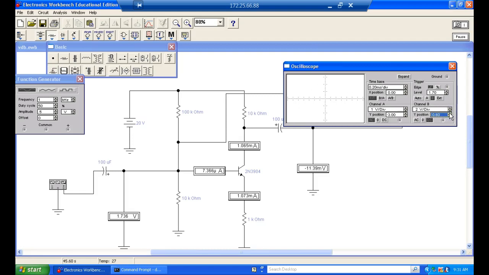So here's our output. I might have to stop the scope and see if I can freeze it. And here's our input now. And like I said, it's a crummy calculation. So notice I've got 2 volts per division on my output and 1 volt per division on my input.